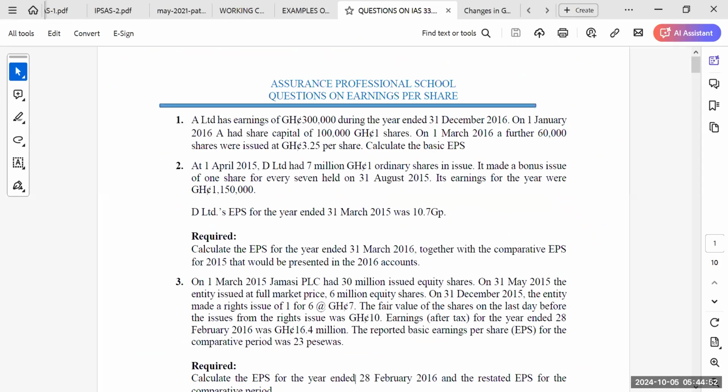Okay, so let's pick a question there. Then we do what we call a rights issue. We pick a question that will be involving all of them. That is why we are going to be having the problem. Question number 2.